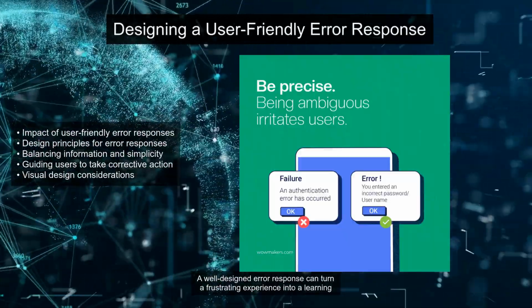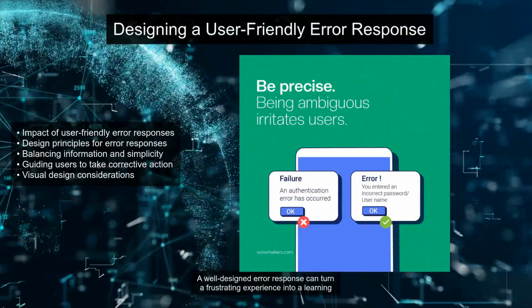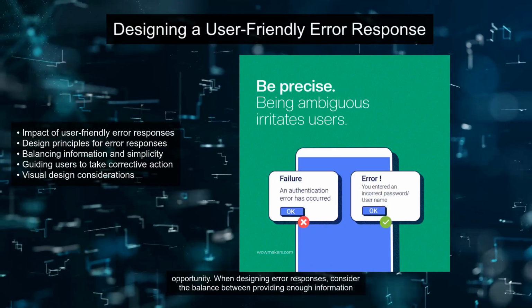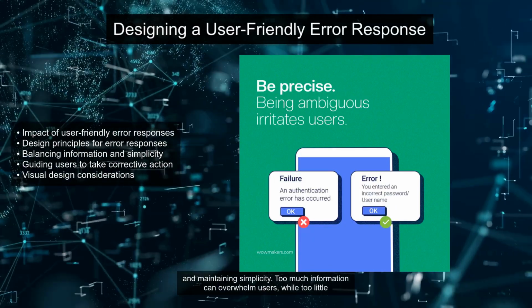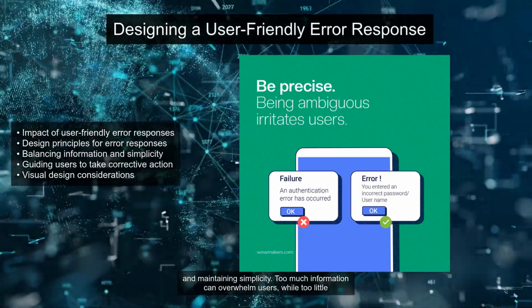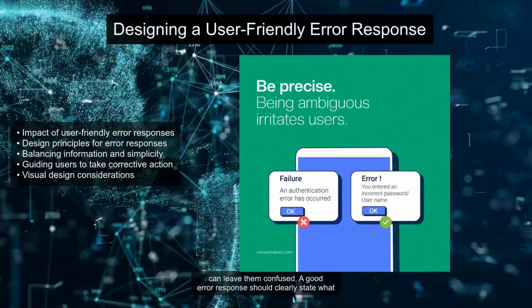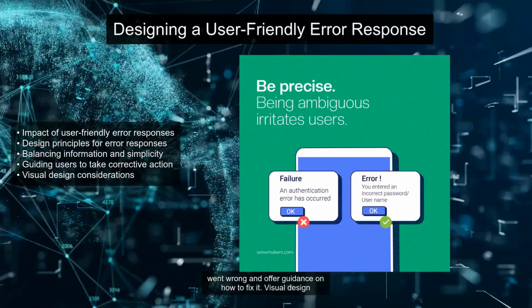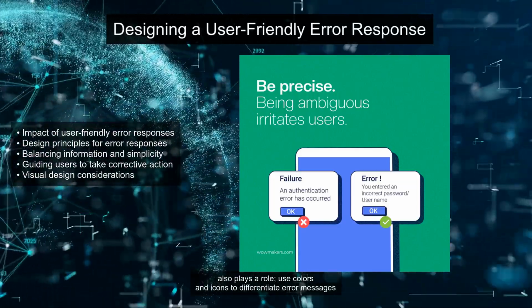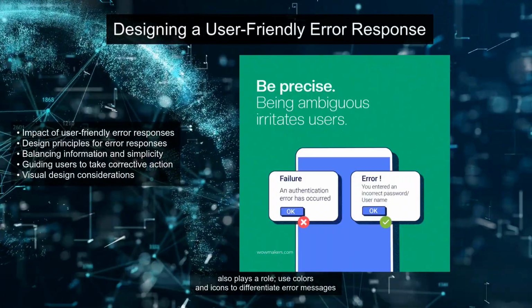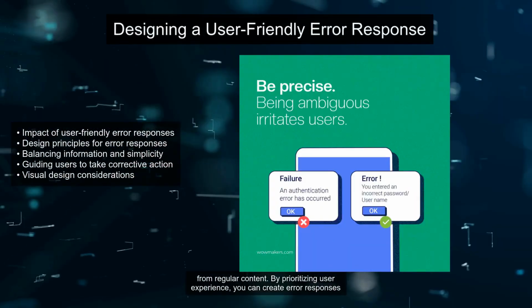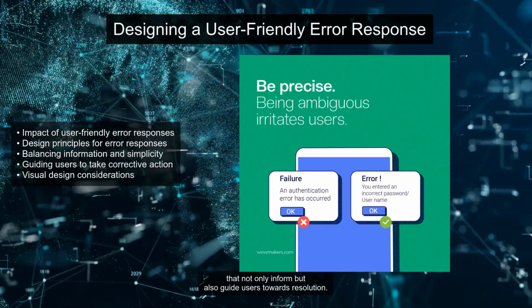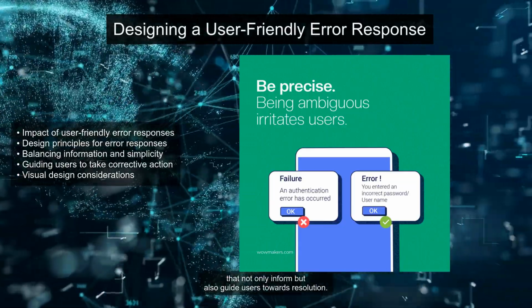A well-designed error response can turn a frustrating experience into a learning opportunity. When designing error responses, consider the balance between providing enough information and maintaining simplicity. Too much information can overwhelm users, while too little can leave them confused. A good error response should clearly state what went wrong and offer guidance on how to fix it. Visual design also plays a role. Use colors and icons to differentiate error messages from regular content. By prioritizing user experience, you can create error responses that not only inform but also guide users towards resolution.